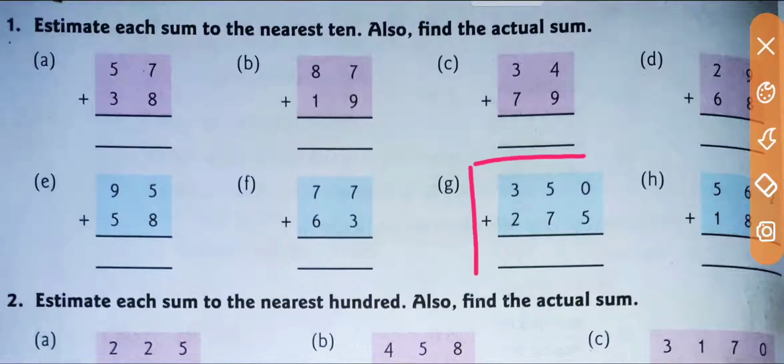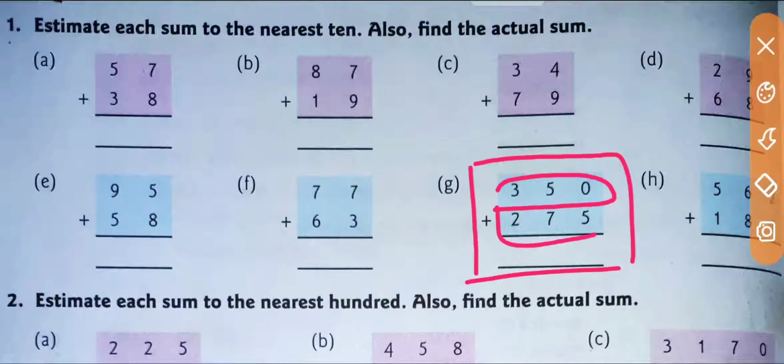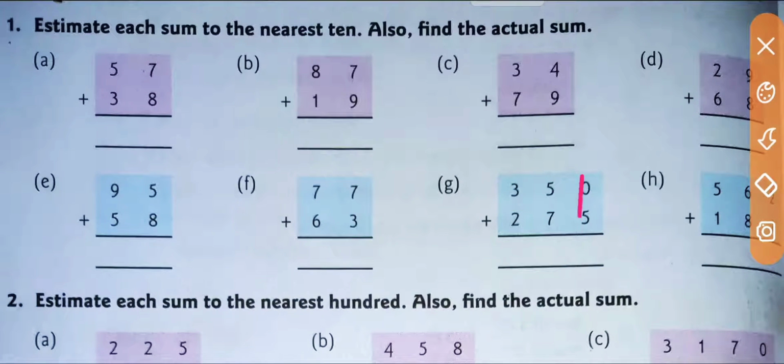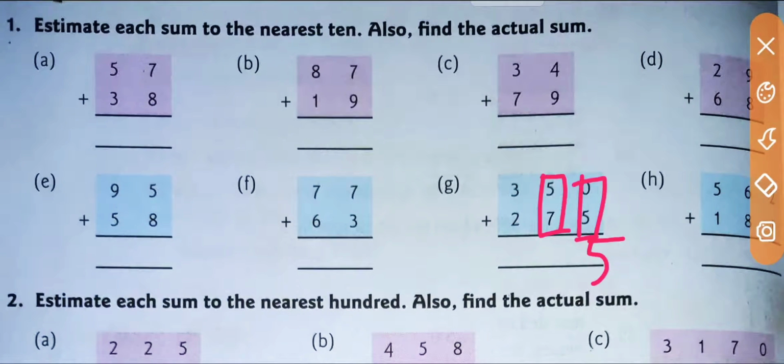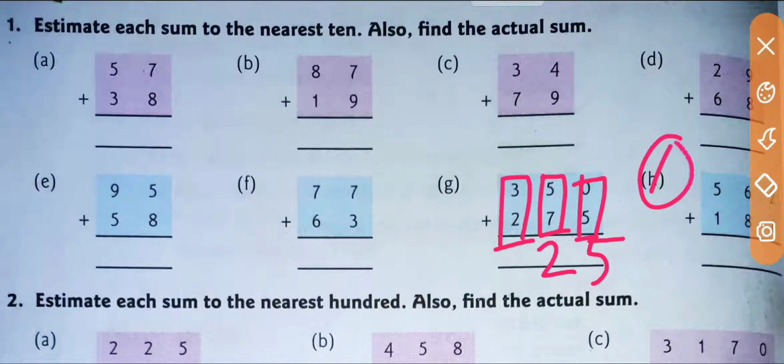Now let us solve this one. The given numbers are, first one 350 and the next one 275. First let us find the actual sum. For the first column there will be 5. For the next column there will be 12, so we will write 2 and carry 1. For the next column, 5 and 5 plus this carry, so there will be 625. This is the actual sum, but we have to find the sum of these two given numbers after rounding off.